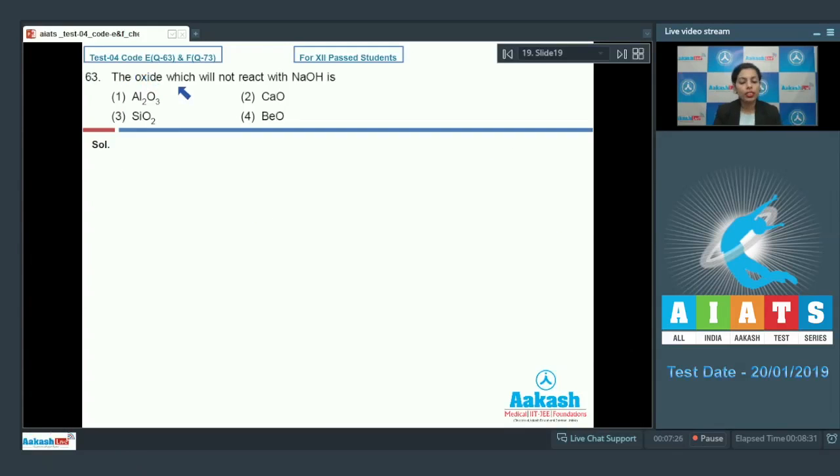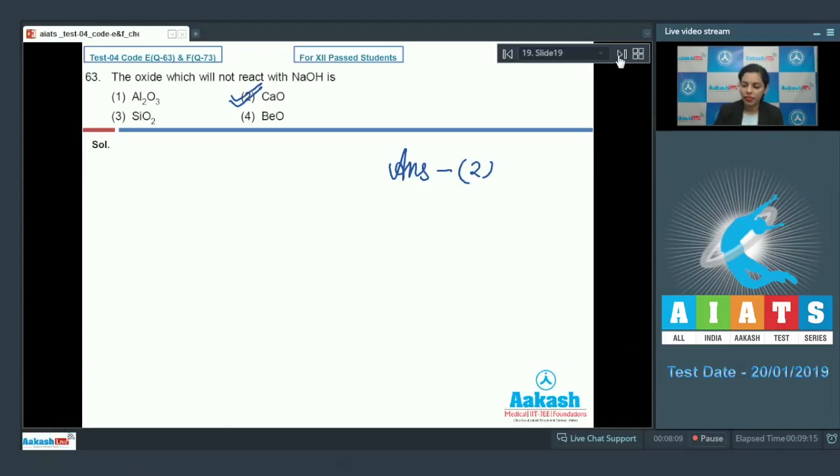Question number 63. The oxide which will not react with NaOH is. We should know that generally non-metallic oxides react with alkali, and amphoteric oxides react with alkali. If I talk about Al2O3, this is an amphoteric oxide. It can react with an alkali NaOH to form salt and hydrogen. Similarly, if I talk about SiO2, this is an acidic oxide. It will also react with NaOH. And further, BeO, this is beryllium oxide. It is also amphoteric in nature. It can react with NaOH. But calcium oxide, it's a basic oxide and it will not react with NaOH. That's why the correct answer is option 2.